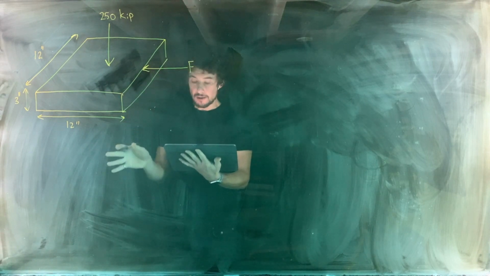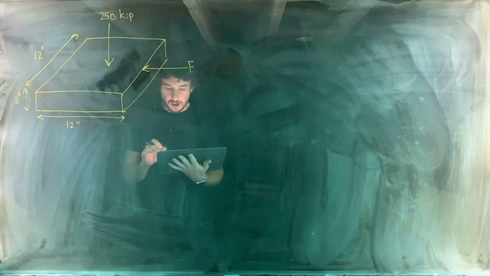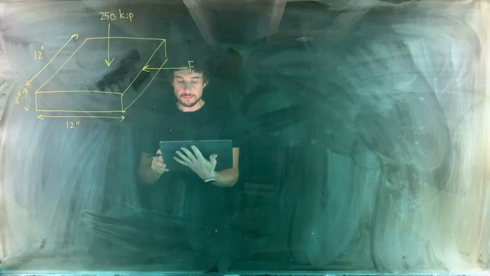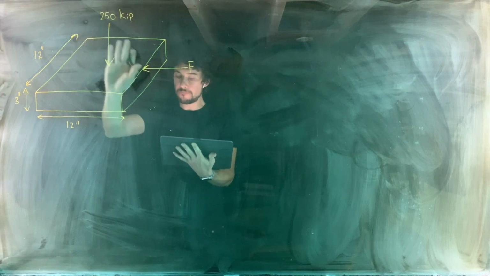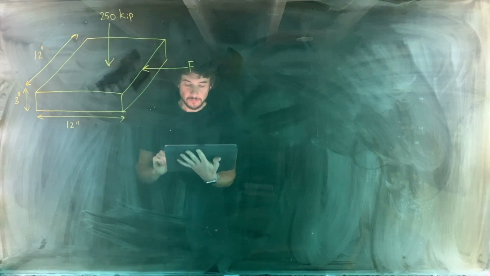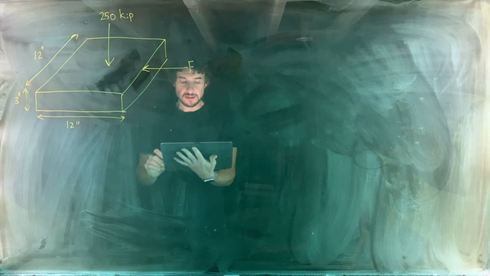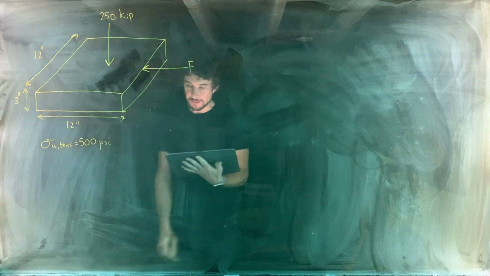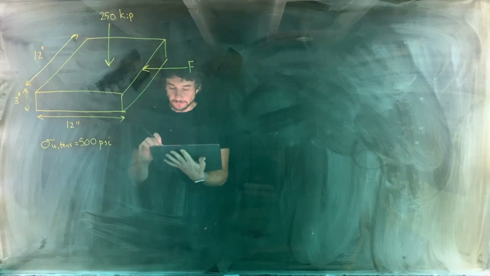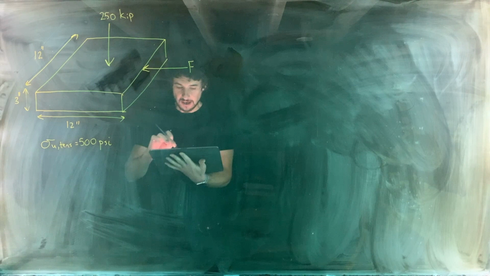So I'll read the problem statement here. It says, a 1 foot by 1 foot concrete pad must support a compressive load of 250 kip, which will be applied uniformly over the top surface of the pad. If the concrete has an ultimate tensile strength of 500 megapascals, so we've got sigma U tension equals 500, did I say megapascals? I should have said PSI, 500 PSI. What is the maximum allowable value of the horizontal force F?